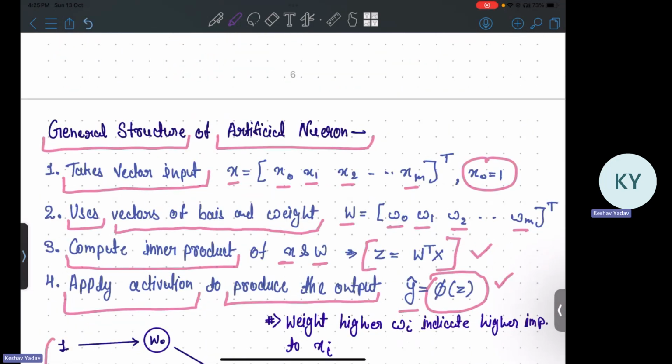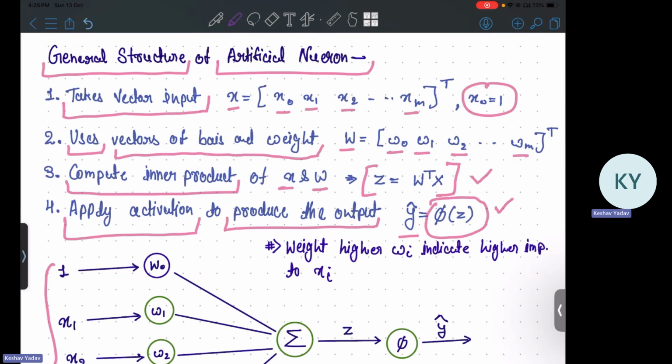Then we have seen what the general structure of an artificial neuron is. So there are four things that are involved in that. First one, it takes an input vector x, uses weights and biases, then computes the inner product between x and w, then applies an activation function to predict the output.